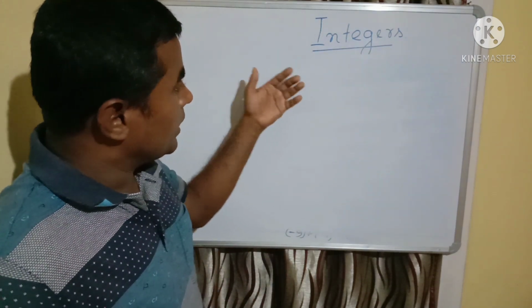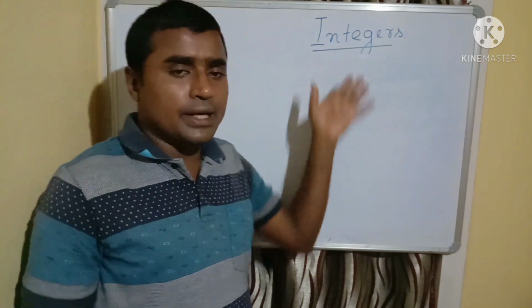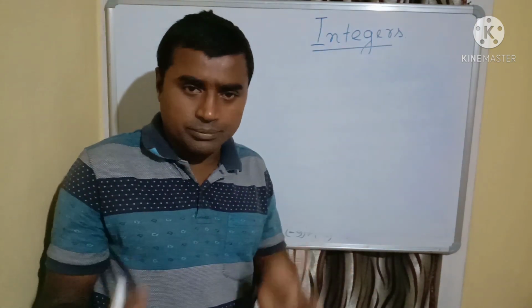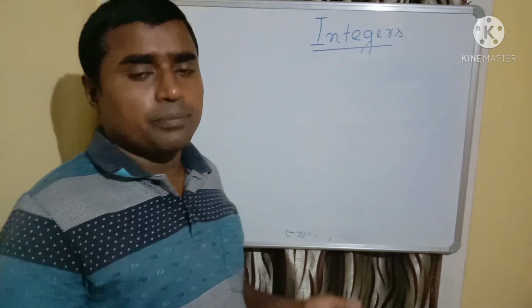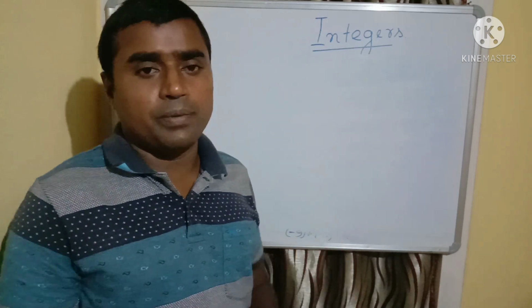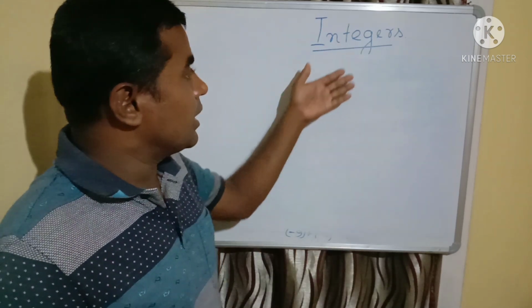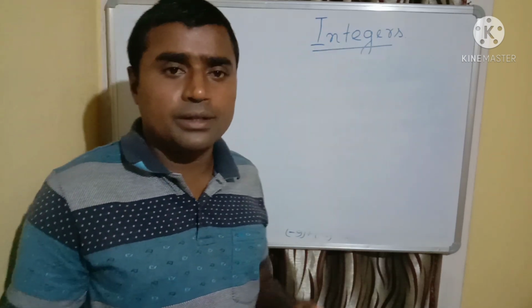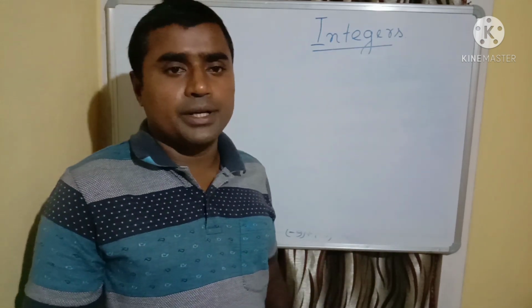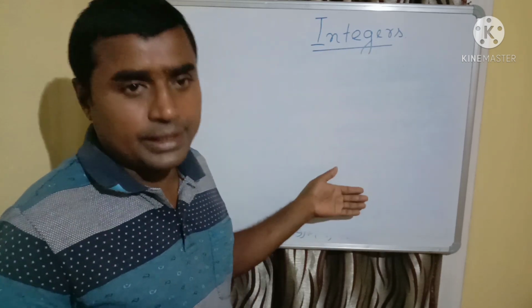So you can say whether the integers are closed in associative property in subtraction or not, commutative property in subtraction or not, and closure property in subtraction or not. Similarly, whether integers are closed under closure property in division or not, associative property in division or not. In this way you can say.